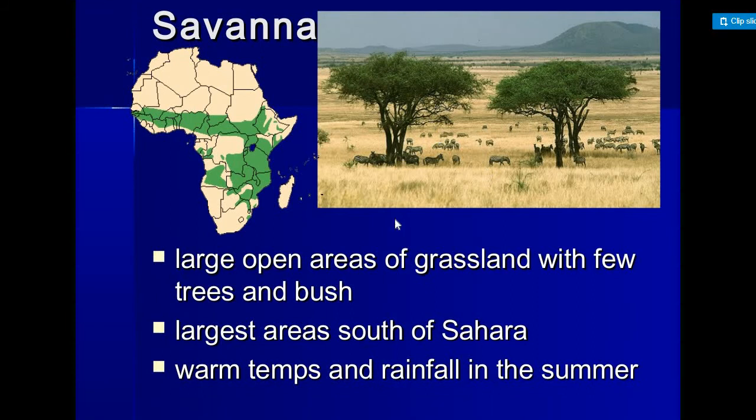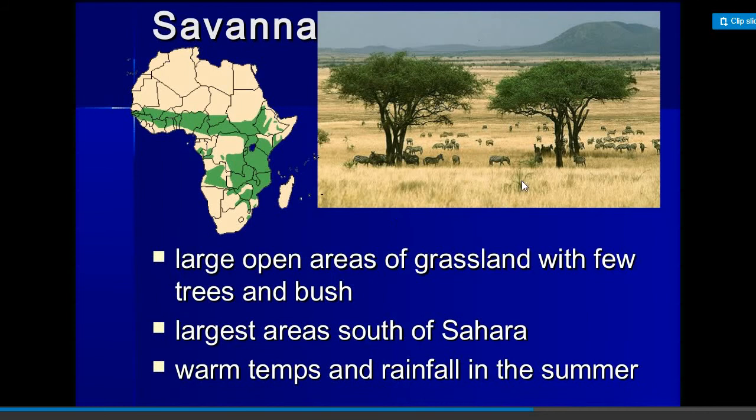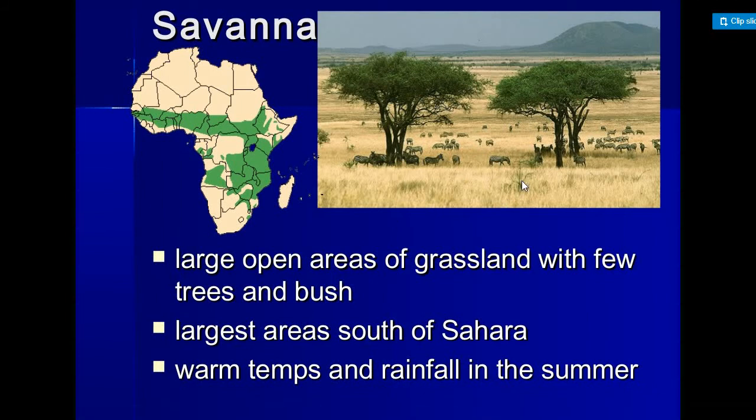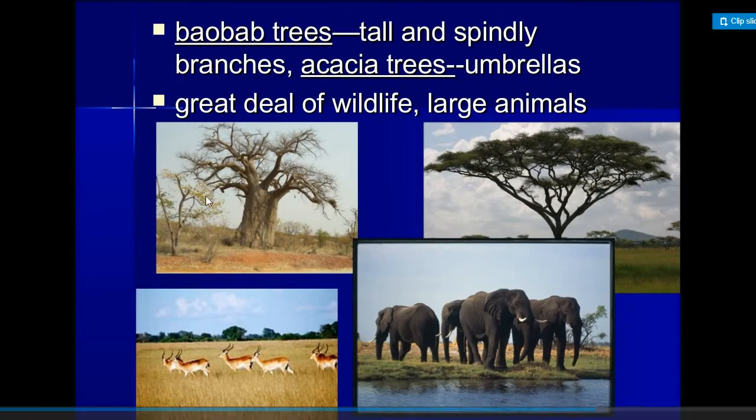Okay, and then it says warm temperatures and rainfall in the summer. So pretty much exactly what we experience here. We have mostly warm temperatures throughout the year, and we get our rainfall in the summer months. Okay, here's a few examples of what you find in savanna grasslands. You're going to get mostly baobab trees, large game, so our big five, antelope, buck, etc.